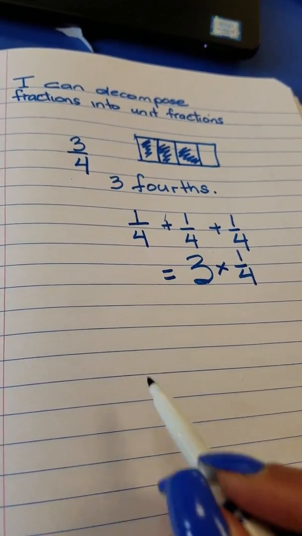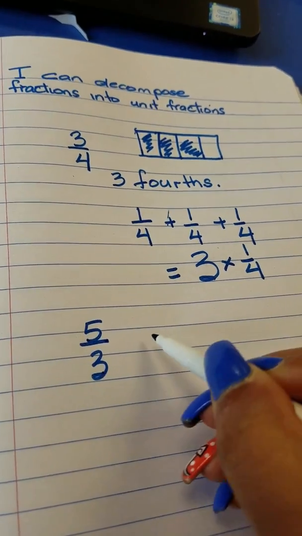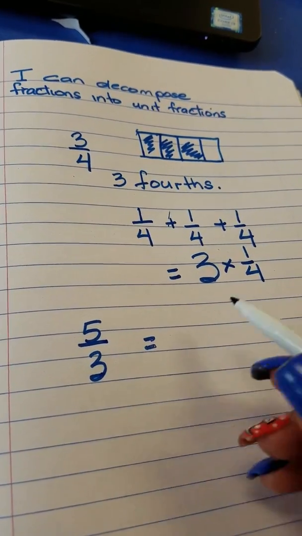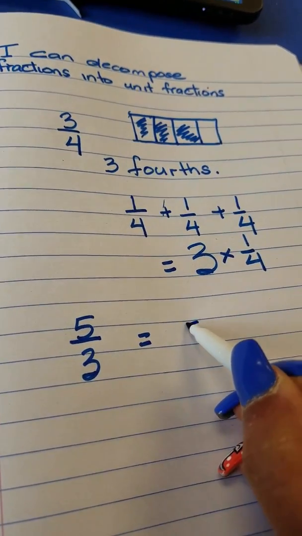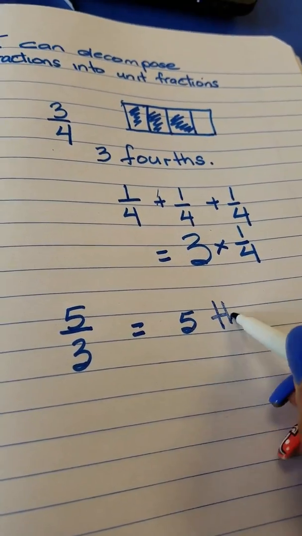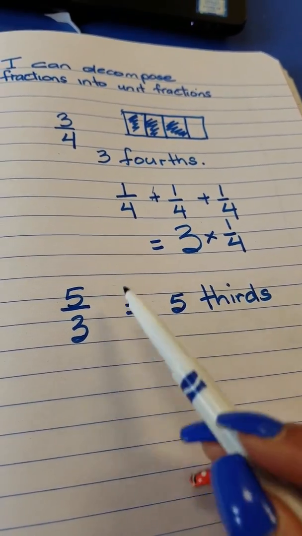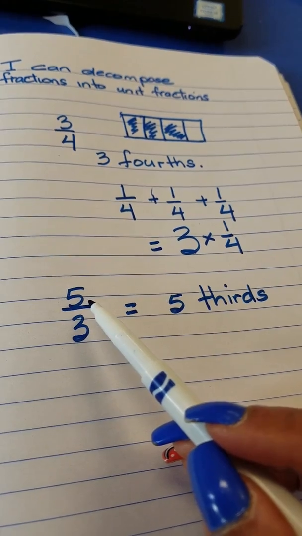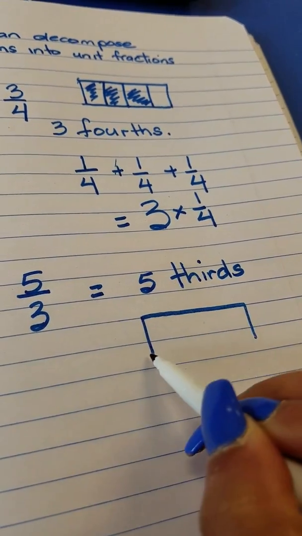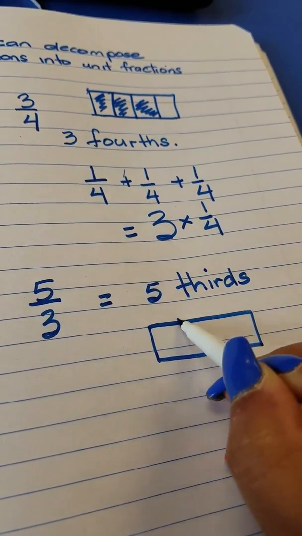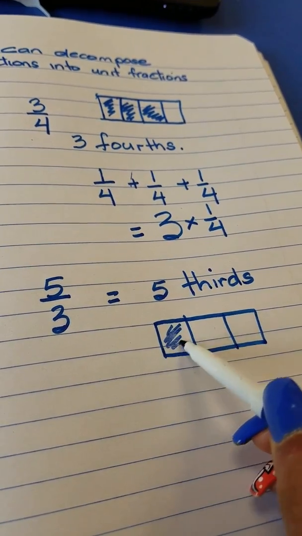Now, let's try another one. What if we had 5/3? Now, 5/3 means that, if I'm writing this name, I'm writing 5 and my unit is thirds. In other words, I have 3 parts and I'm supposed to be taking 5 parts out. Now, here's my model. We have 3 parts and we're shading 5.